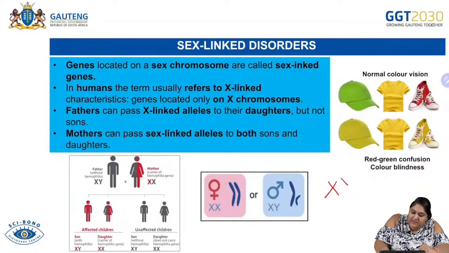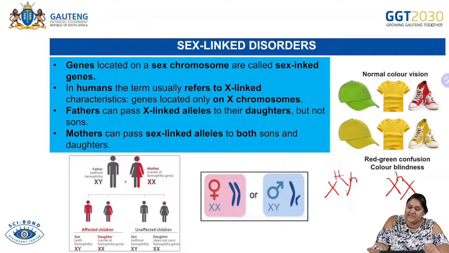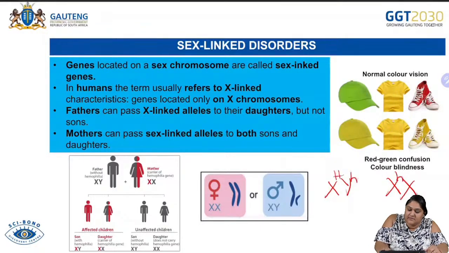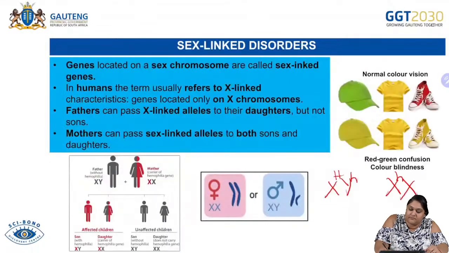And then when you are doing your alleles, I want you to make sure that the XY looks like that and the XX looks like that. And how do we write it? We put the alleles here. So if you're looking at the hemophilia one, we know that hemophilia is caused by the recessive allele. Sorry, this is not right. Let's just do this again.